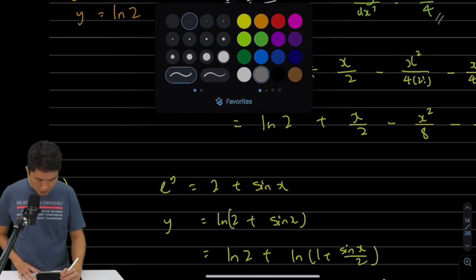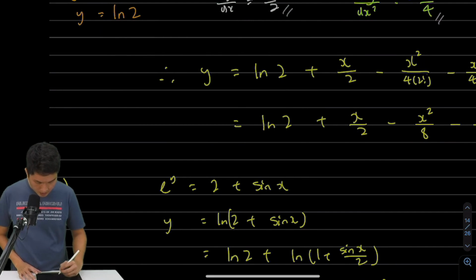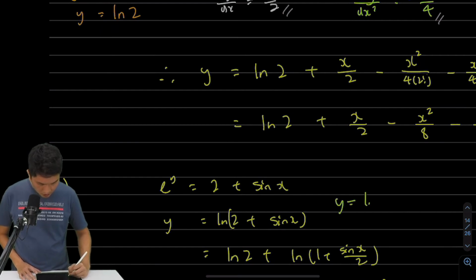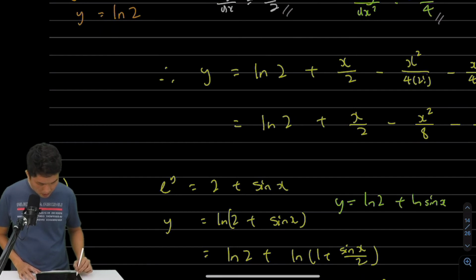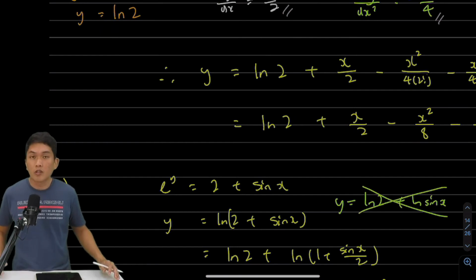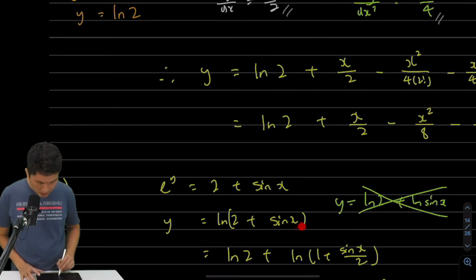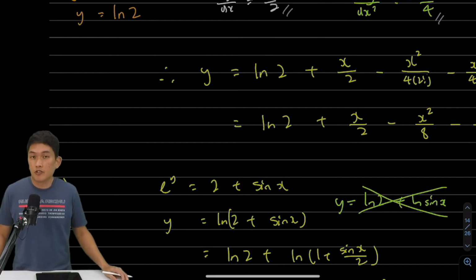The common mistake made by students, I guess, is writing down y equals natural log 2 plus natural log sine x. Let me write it at the side here. This is not correct. You need to take the natural log of the whole thing. Next, you might be asking, if this is the case, then how do I do Maclaurin's expansion? Because I kind of need natural log of 1 plus x.